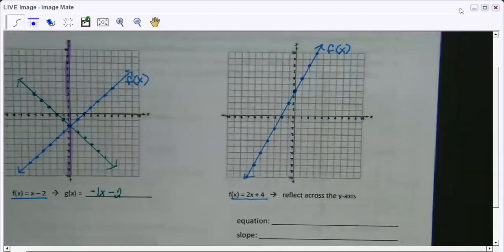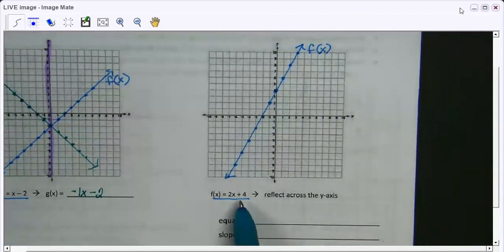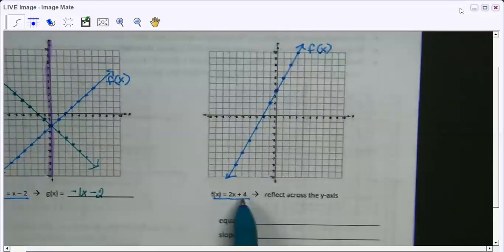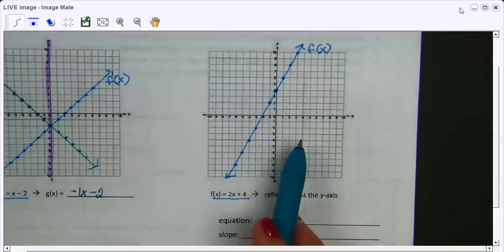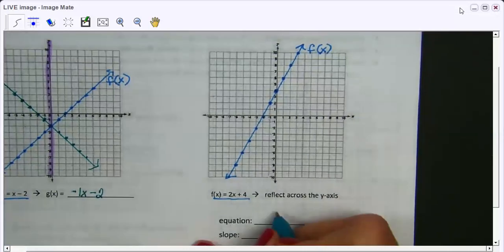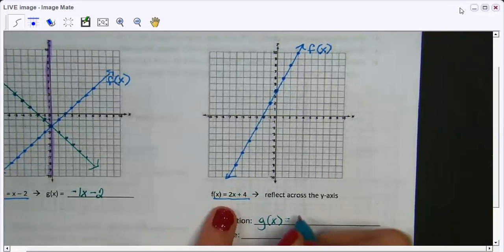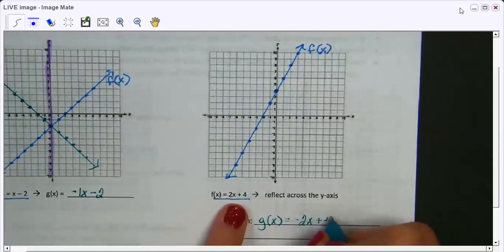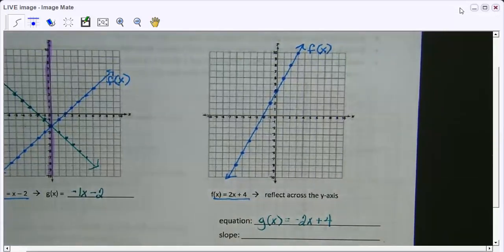Okay, so let's do this next one. If I wanted to just change the equation first and then graph it, somebody tell me what we're going to do with this equation to change it and then graph the equation. Claire? And what happens to the y-intercept? The y-intercept stays the same. Yep. So 2 times negative 1 is negative 2. And our y-intercept stays the same. And so that's the equation I would graph.